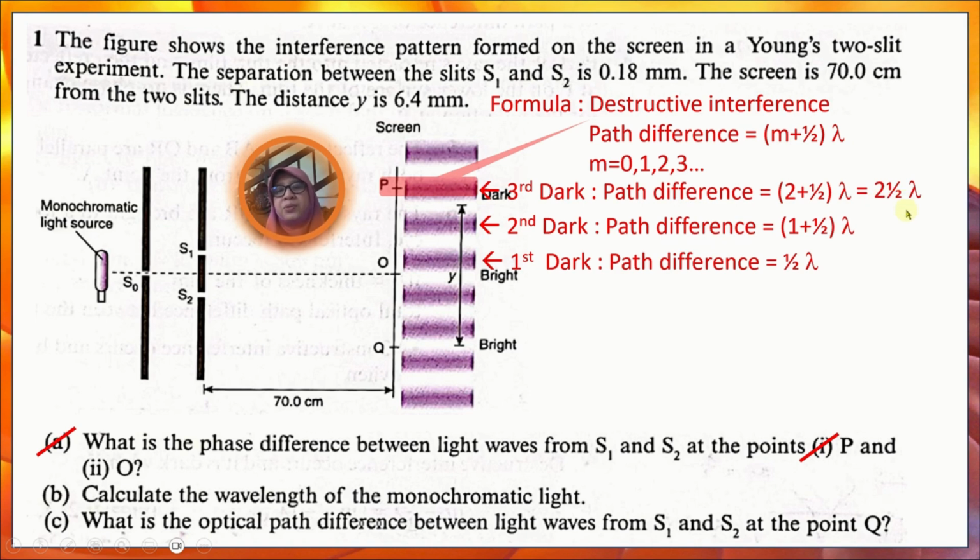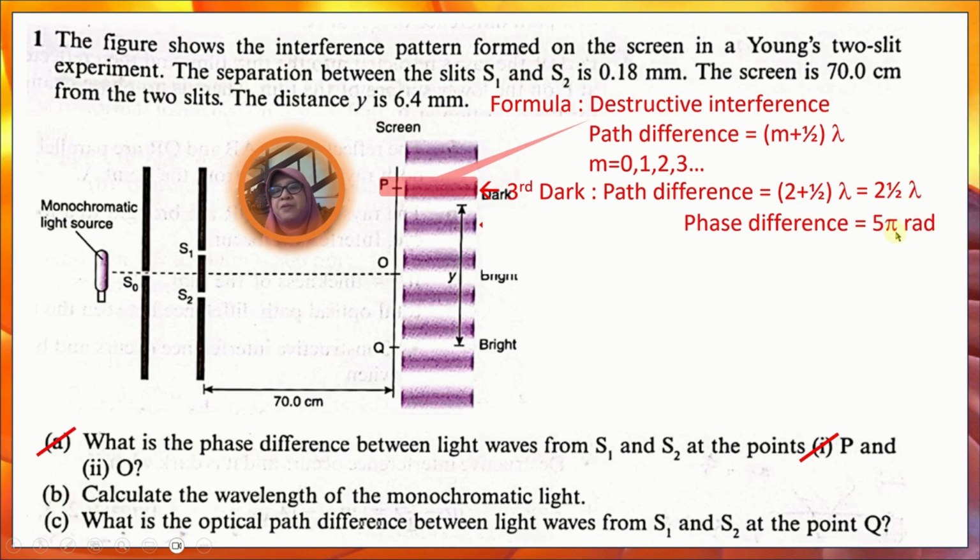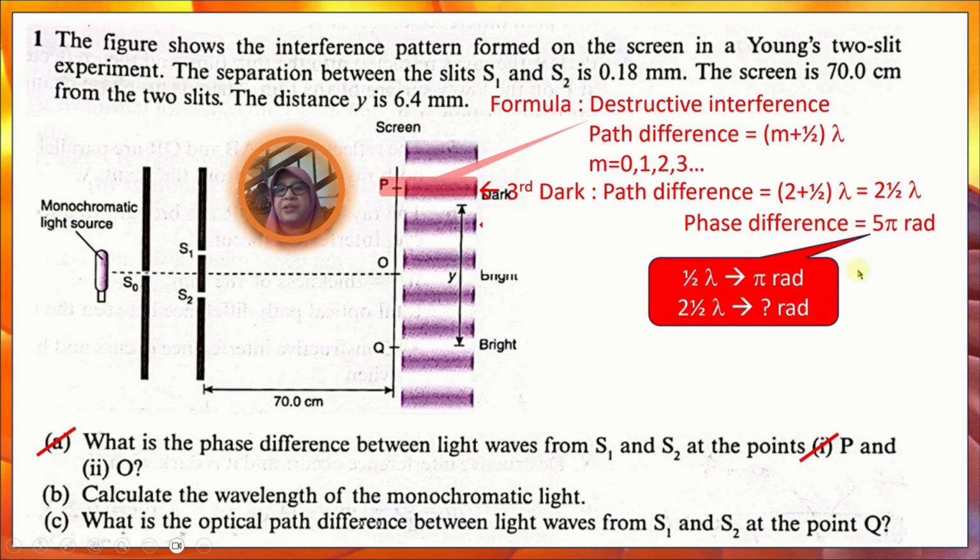Now we convert this to radian because the question asks for phase difference. This is path difference, so you must know the difference between path difference and phase difference. Phase difference has the unit radian. Converting this to radian, we get 5 pi radian. You can use a ratio method to convert to radian. We know that half lambda is equal to pi radian, so for 2.5 lambda, using the ratio method you get 5 pi radian.